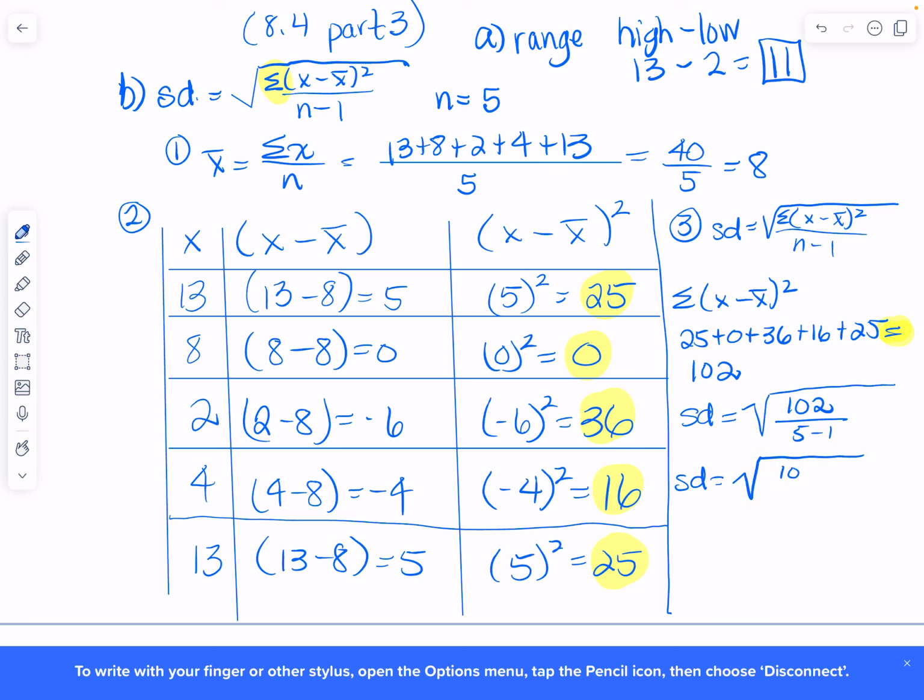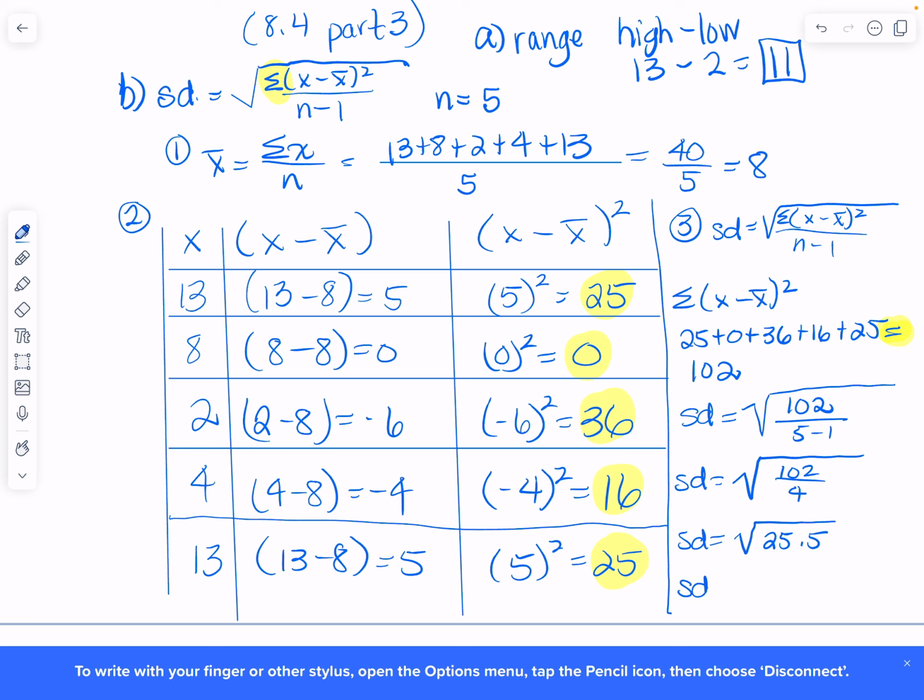So 102 over 4. So let's figure out what that is. Standard deviation equals the square root of 25.5. Now I have to take the square root of that. And again, this is a common mistake where people forget to do that last step. So don't forget to take the square root of that value underneath there.